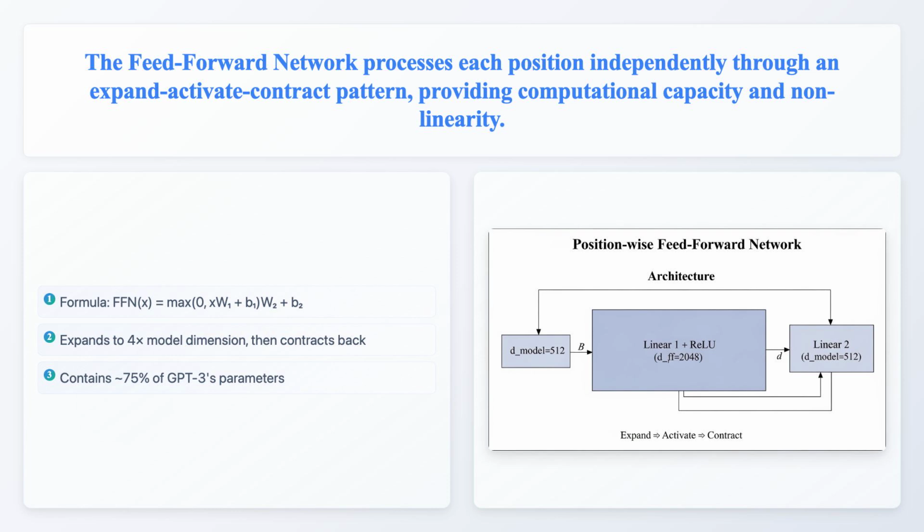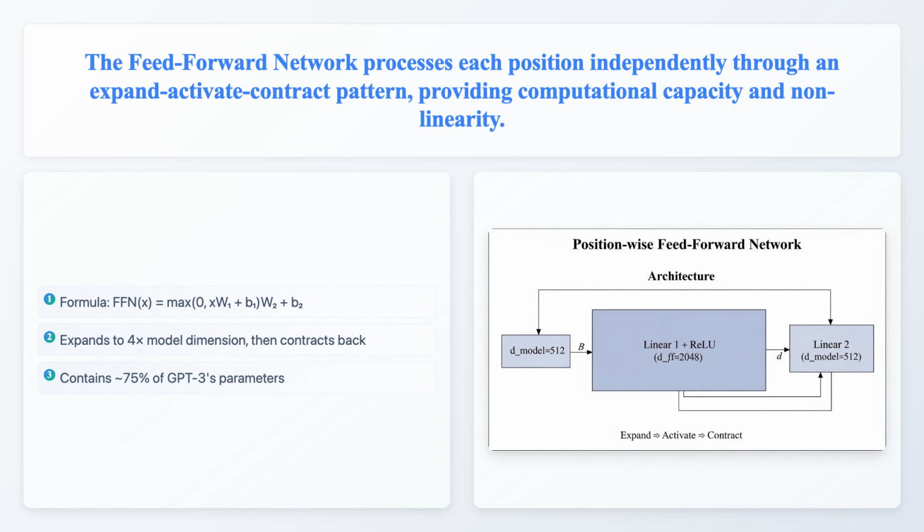The mathematical formula is FFN(x) = max(0, xW1 + b1)W2 + b2. Let's break this down. xW1 plus b1 expands the input from the model dimension, typically 512 or 768, to a much larger intermediate dimension, usually 4 times the model dimension, so 2048 or 3072. The max(0, ...) applies the ReLU activation function, introducing crucial non-linearity. Then W2 contracts back to the original model dimension.